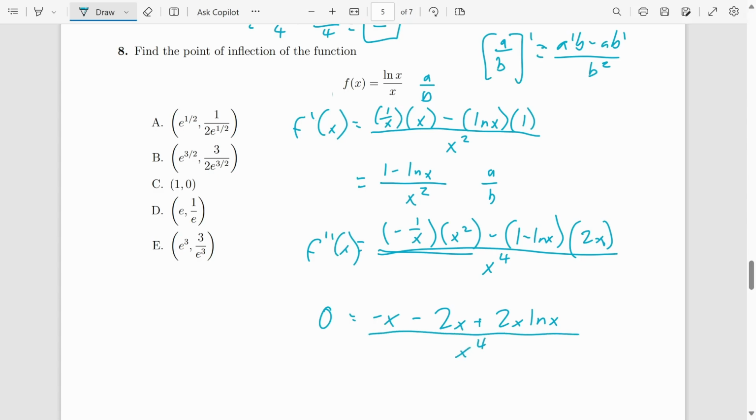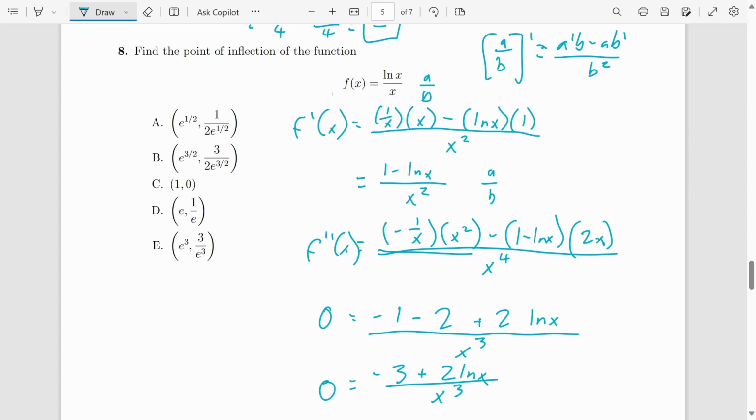So we have this now. All of these terms have an x in it, so we can go ahead and remove all of those. So this is now negative 1 minus 2 plus 2 ln x all over x cubed. Now we're not plugging in anything, we're solving for x. So 0 now equals negative 1 minus 2 is negative 3, plus 2 ln x, all over x cubed.